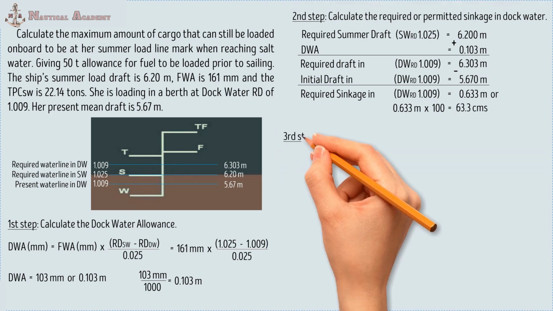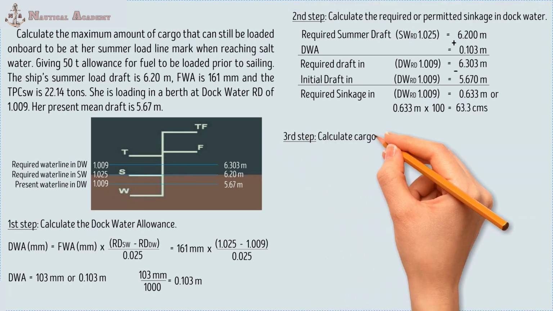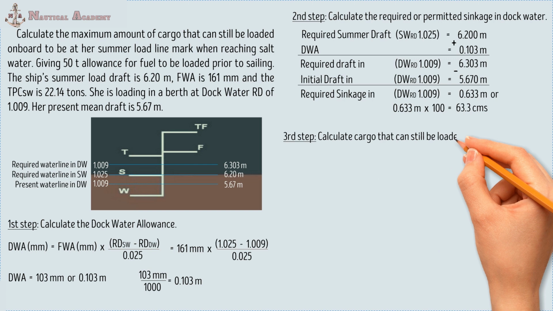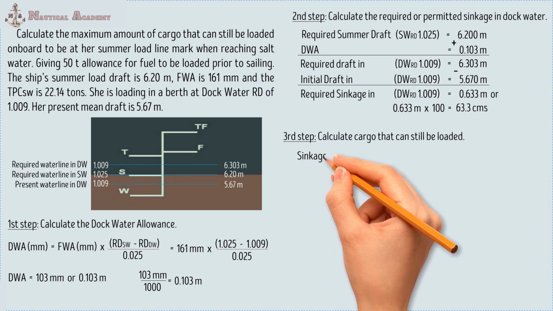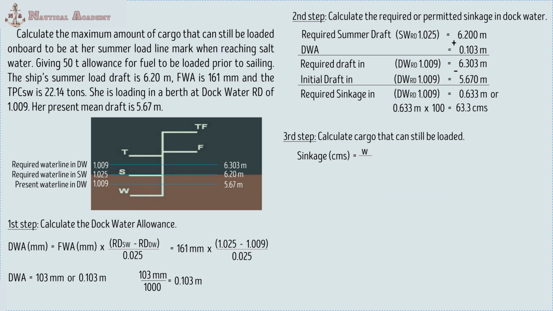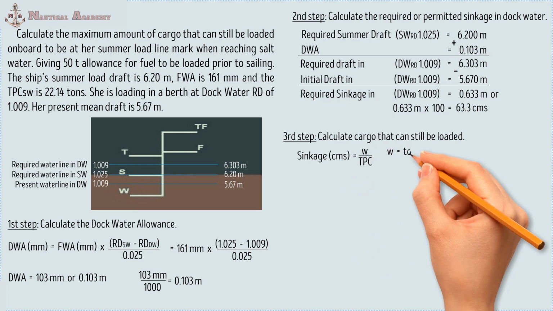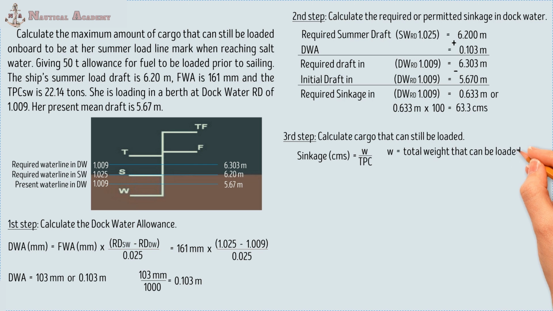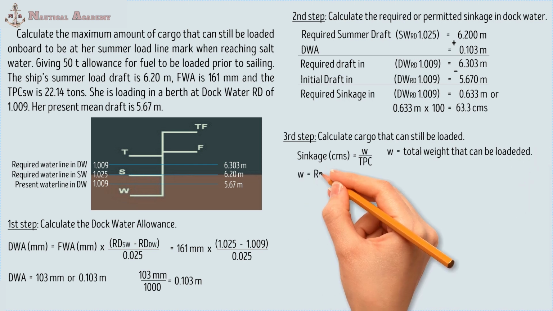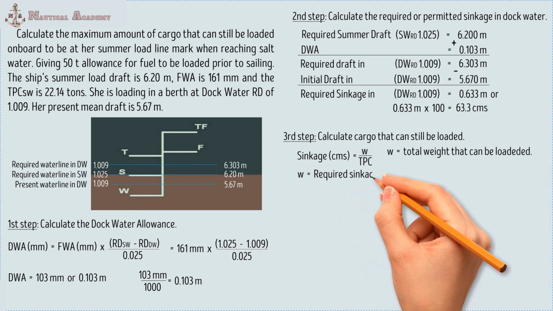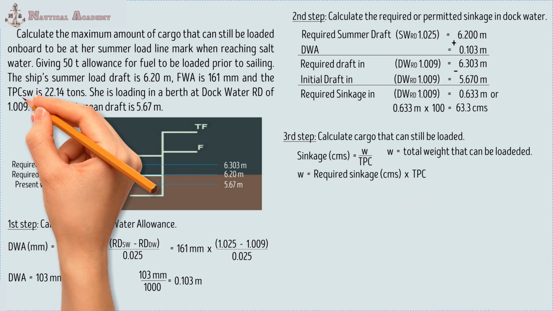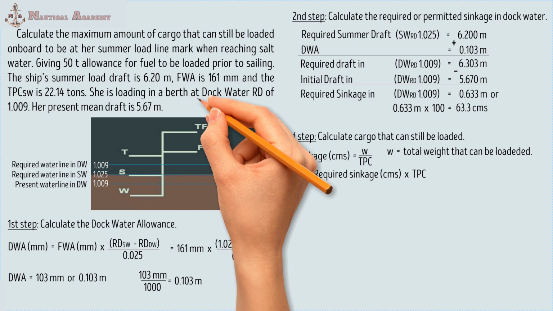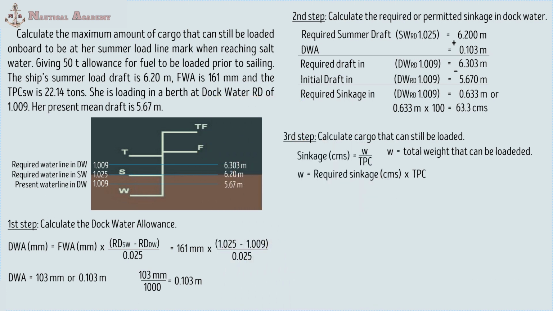For the third step, we will now calculate the maximum cargo to be loaded. And the formula is: sinkage in centimeters is equal to weight divided by TPC. The small letter w stands for the weight to be loaded. To find the weight, it is equal to the required sinkage in centimeters times TPC. But the given TPC is in salt water, and the ship is floating in dock water. We will make a correction for TPC.